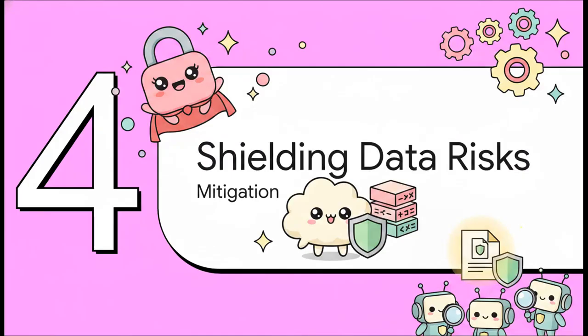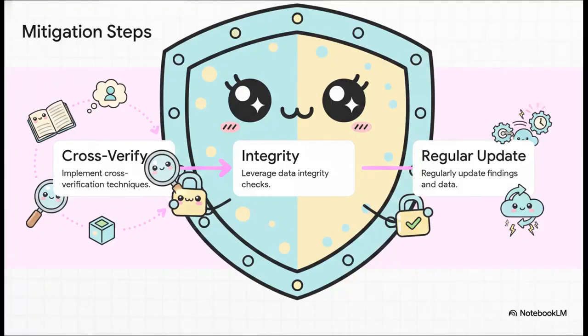This takes us to Section 4, shielding data from critical risks through mitigation. So we've gathered the data using our toolkit, but once we have it in hand, how do we know it hasn't been forged, tampered with, or corrupted? We have to protect this evidence with an impenetrable verification shield. Step 1 is implementing cross-verification, which we touched on earlier, like checking system logs against interview notes. Step 2 is leveraging data integrity checks. And Step 3 is conducting regular updates to ensure that data perfectly reflects the absolute latest vulnerabilities and system states.